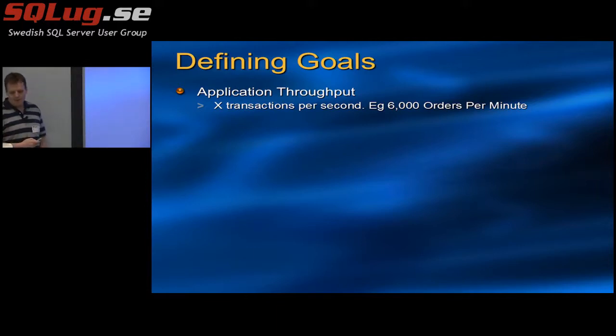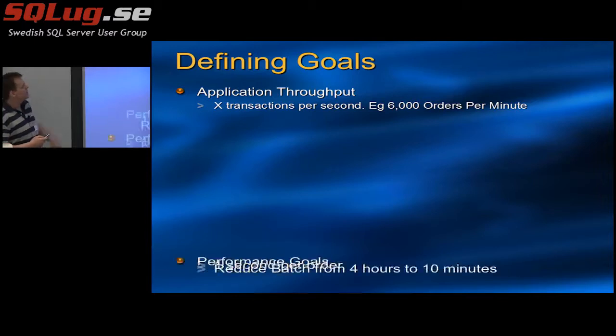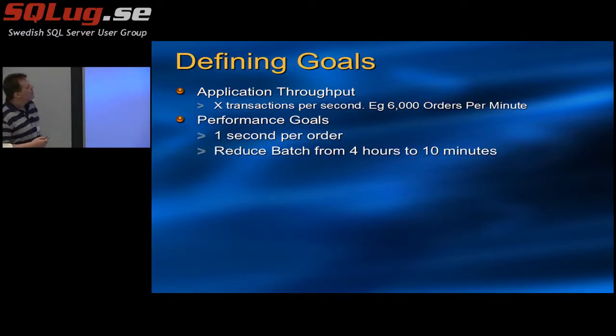We also have different types of goals that we need to measure. So application throughput is the most typical thing that people are looking for, i.e. how many orders per minute can I get through my application is a common one, right?